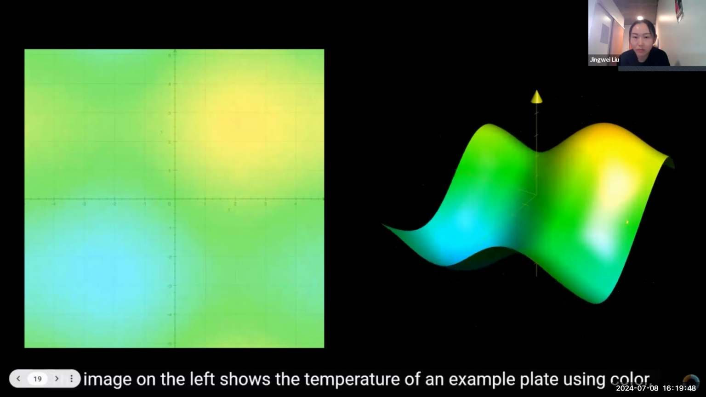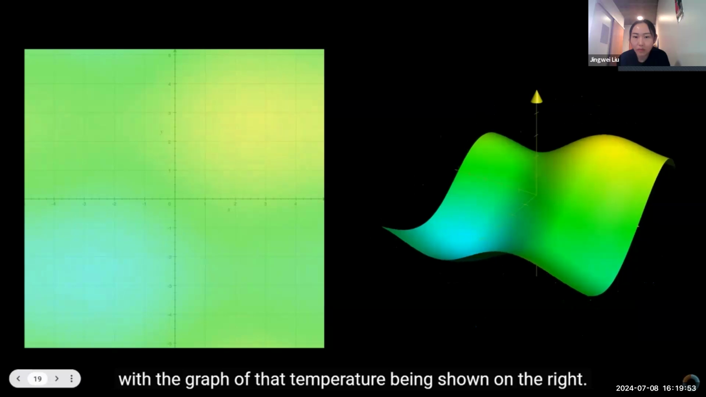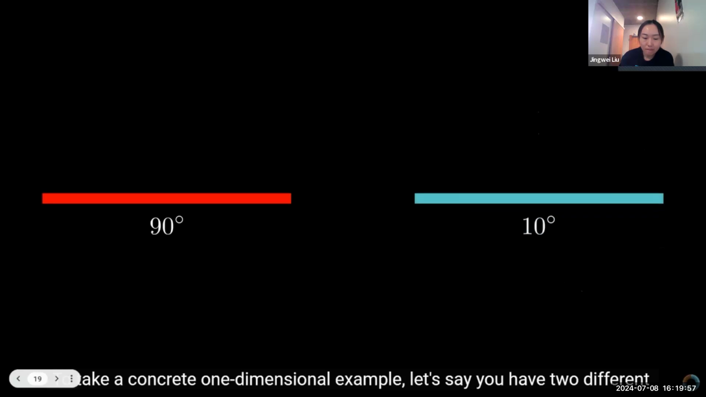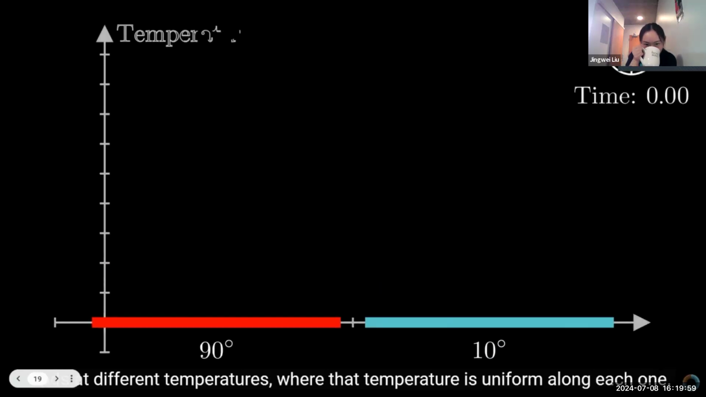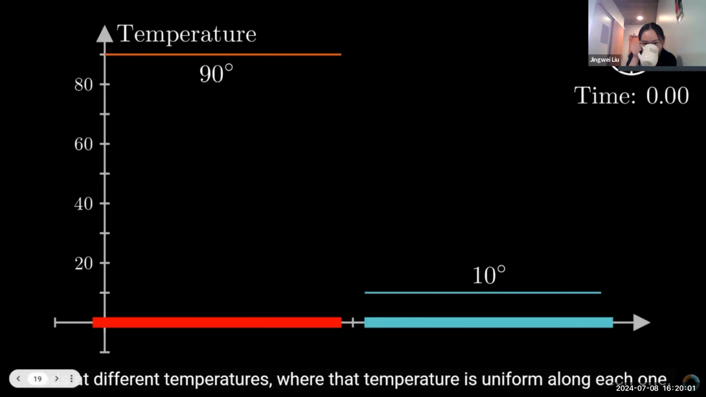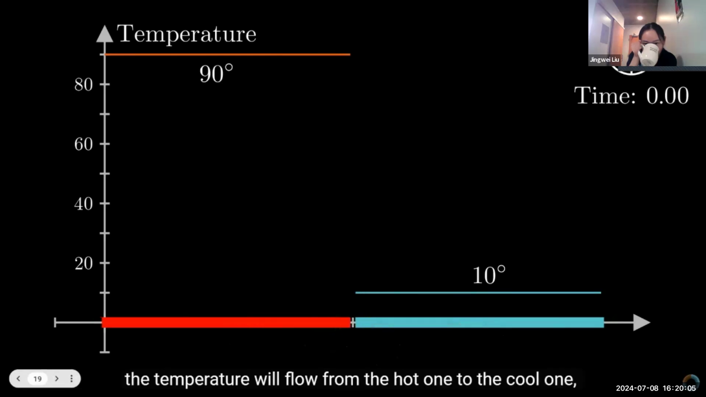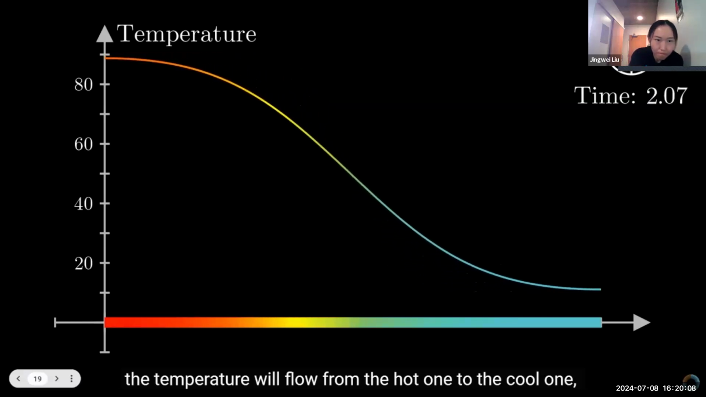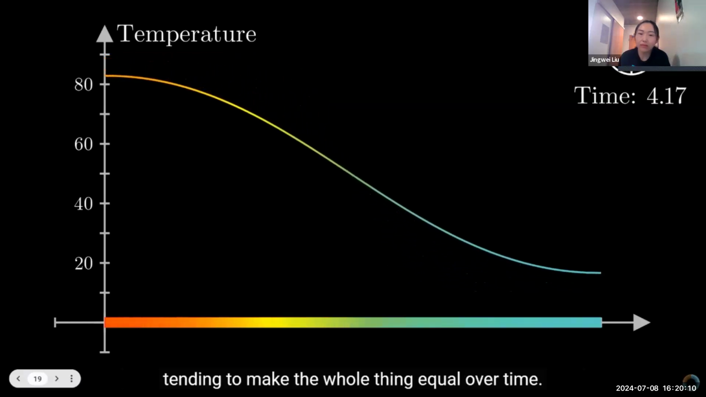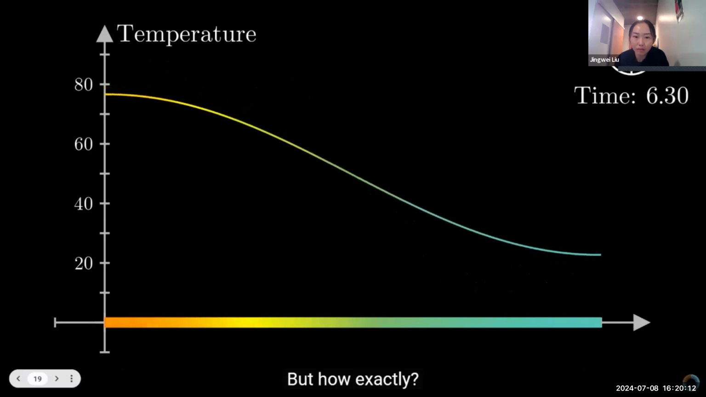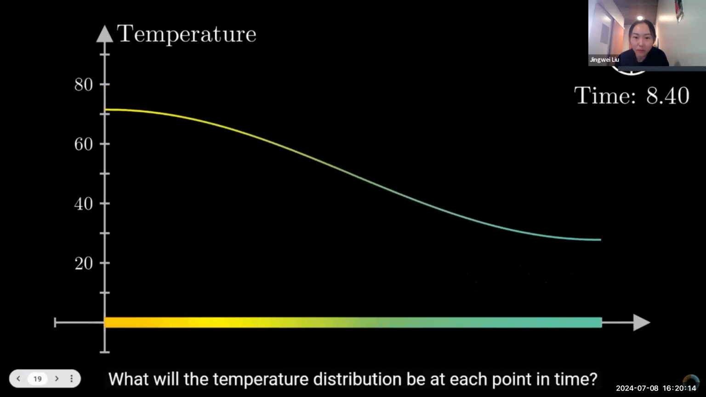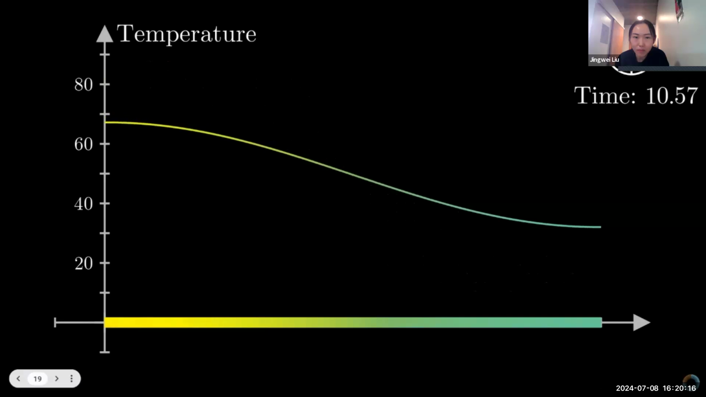The image on the left shows the temperature of an example plate using color, with the graph of that temperature being shown on the right. To take a concrete one-dimensional example, let's say you have two different rods at different temperatures, where that temperature is uniform along each one. You know that when you bring them into contact, the temperature will flow from the hot one to the cool one, tending to make the whole thing equal over time. But how exactly? What will the temperature distribution be at each point in time?